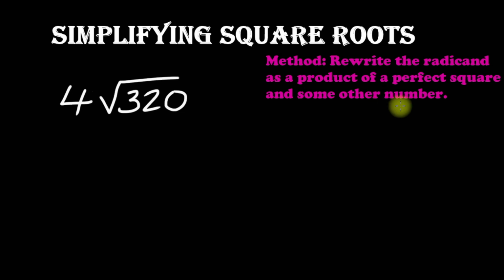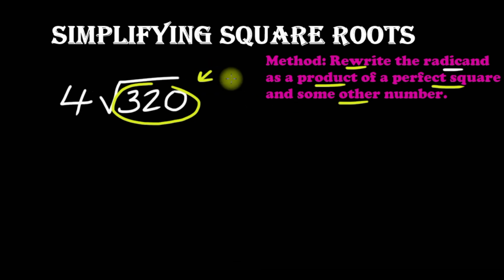So to simplify is to rewrite the radicand. The radicand is the number underneath the radical sign. So according to this, your radicand is 320. So this is the radicand. So we're going to rewrite 320 as a product. A product is a multiplication of a perfect square and then some other number, to get the 320.